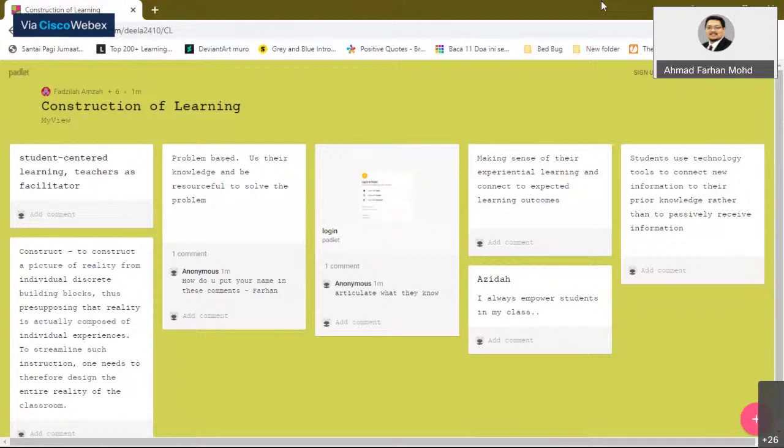I've tested non-problem based, where we just give perhaps more of the cognitivism approach. I feel the problem base is much better. The only problem is my other point, making sense of their experiential learning. Kadang-kadang our students go through it and enjoy it as an experience. So we need to bring them back to how that experience links to the learning outcome. Itu je komen saya. Thank you.